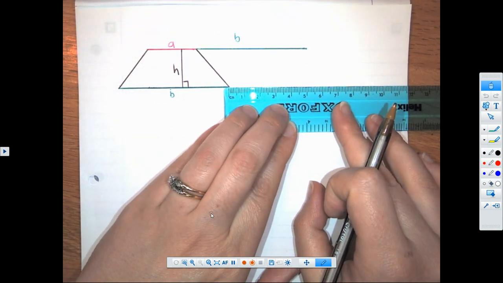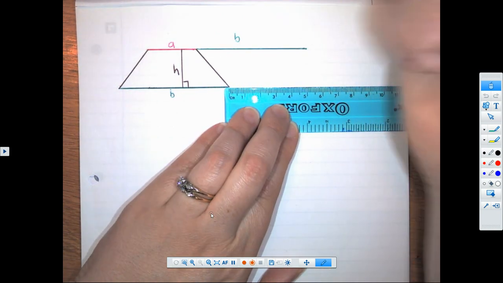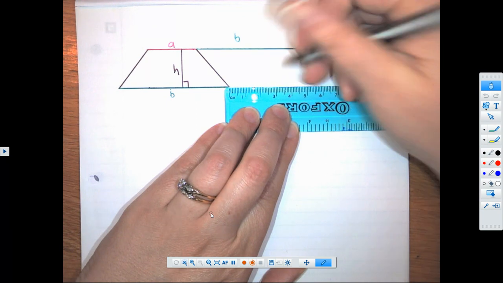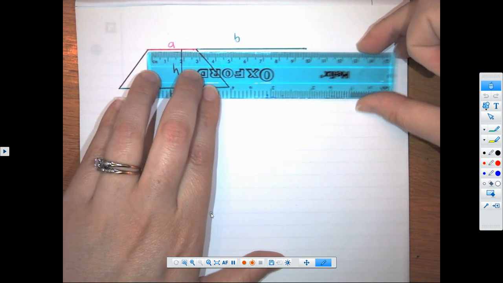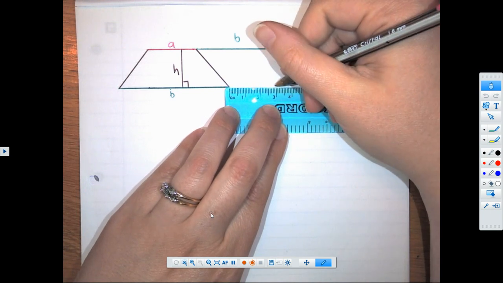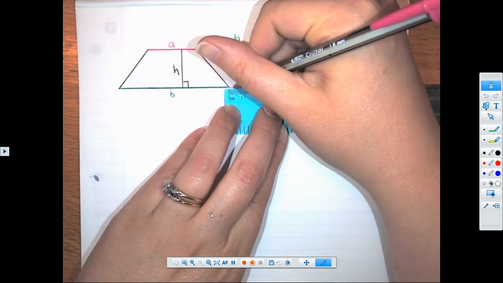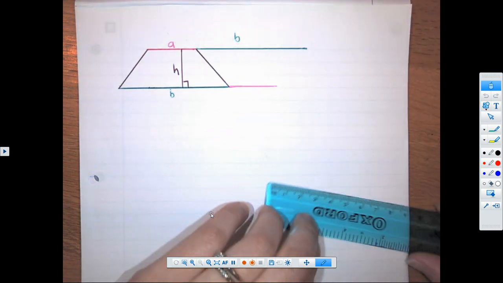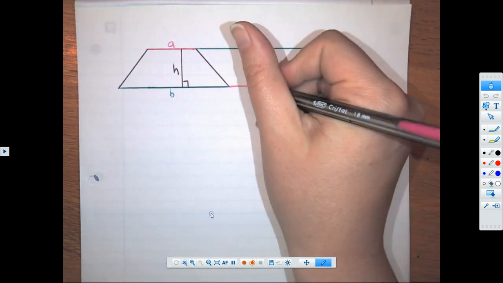On the bottom here, we have, I originally did that as 3. So let's do this one as 3. Okay, there we go. All right, and then we can call that A, and then we are going to connect.